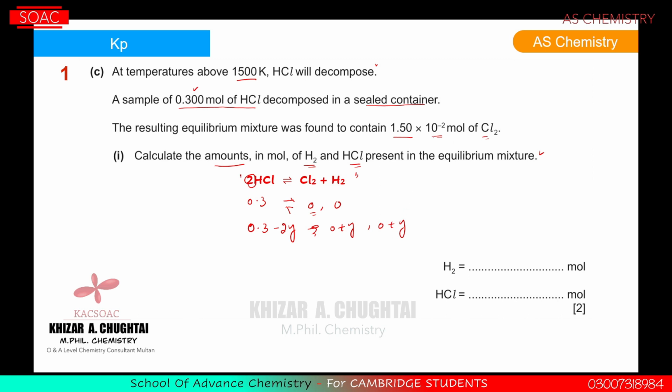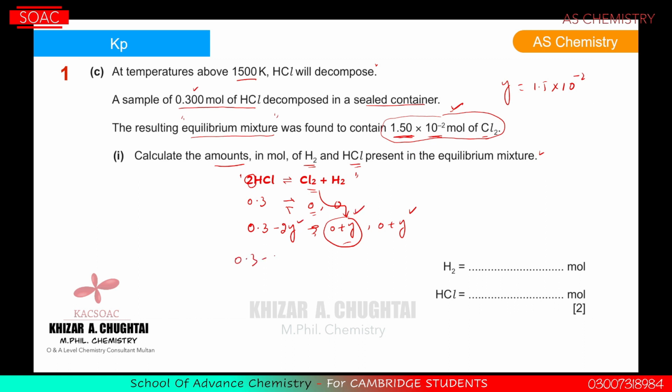Now he has announced that at the stage of dynamic equilibrium, the mole of Cl2 is given over here. So it means that this is the y. The mole of Cl2 is y, so the actual mole is equal to this one. So y is equal to 1.5 into 10 raised to power minus 2. So put y equal to 1.5 into 10 raised to power minus 2 wherever there is a y, and then we will get the answer.